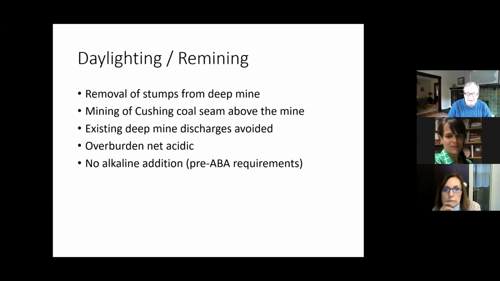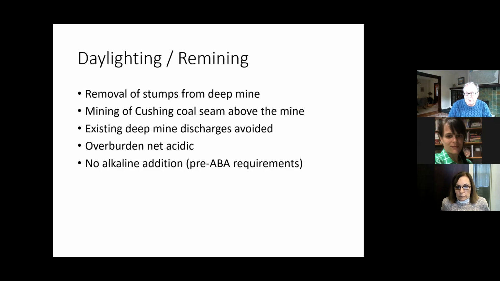So what about the daylighting in the 1970s and 1980s, the remining that occurred? It happened on the outcrop, near the discharges, the drift and the mine discharges. They took out some stumps from the old mine, and there was apparently a seam above the Bloss seam, the Cushing seam, which couldn't be deep mined, but could be surface mined, and so they mined some of that. The area was mined, but they avoided the direct impacts to the two main discharges, Hunter's Drift and S1.